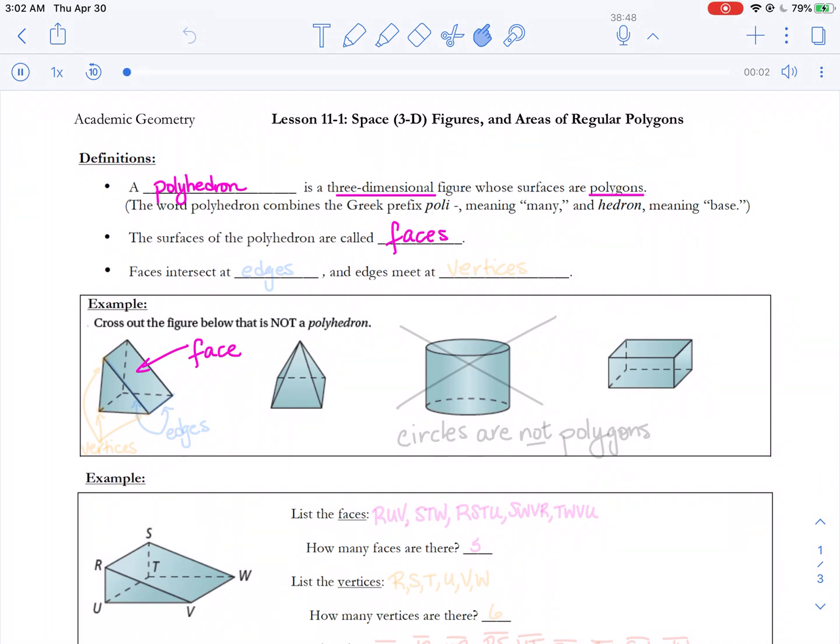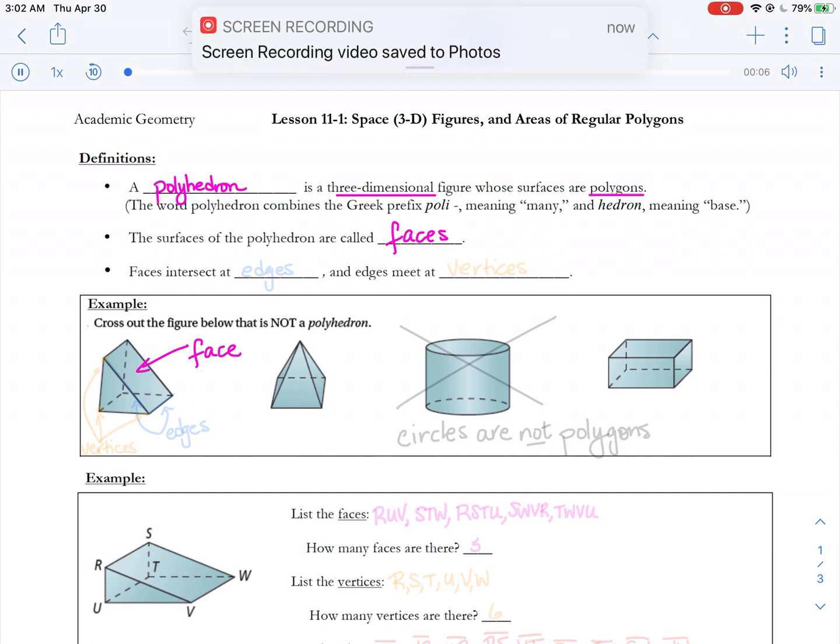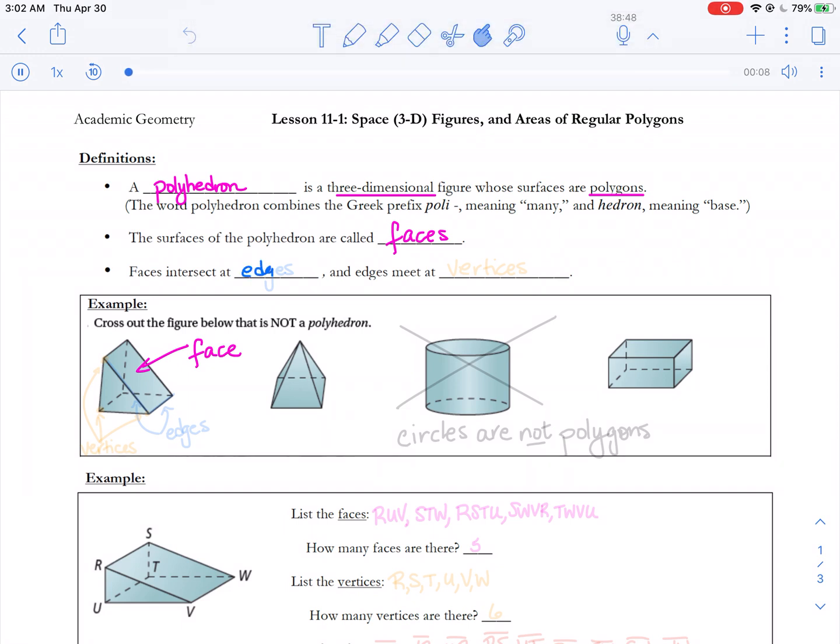And then the intersection of the faces are edges. So in this first polyhedron here, I'm going to draw a couple of edges blue. So those are examples of edges.